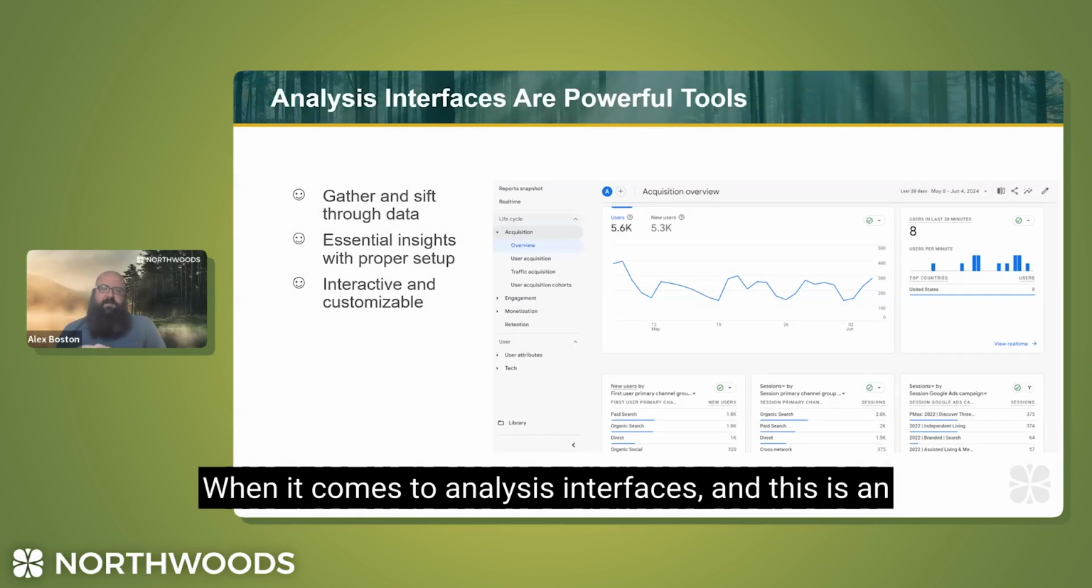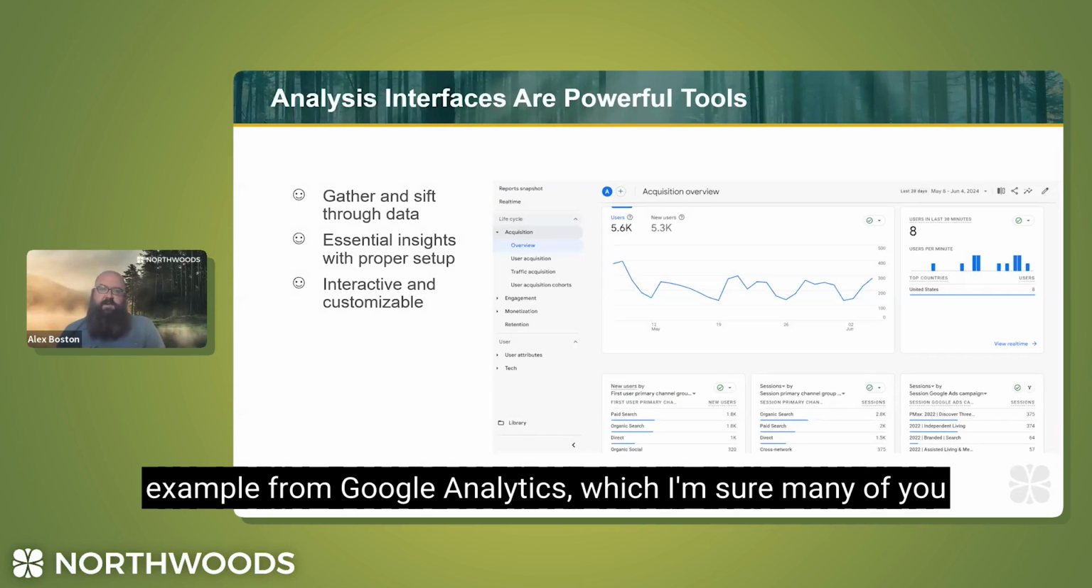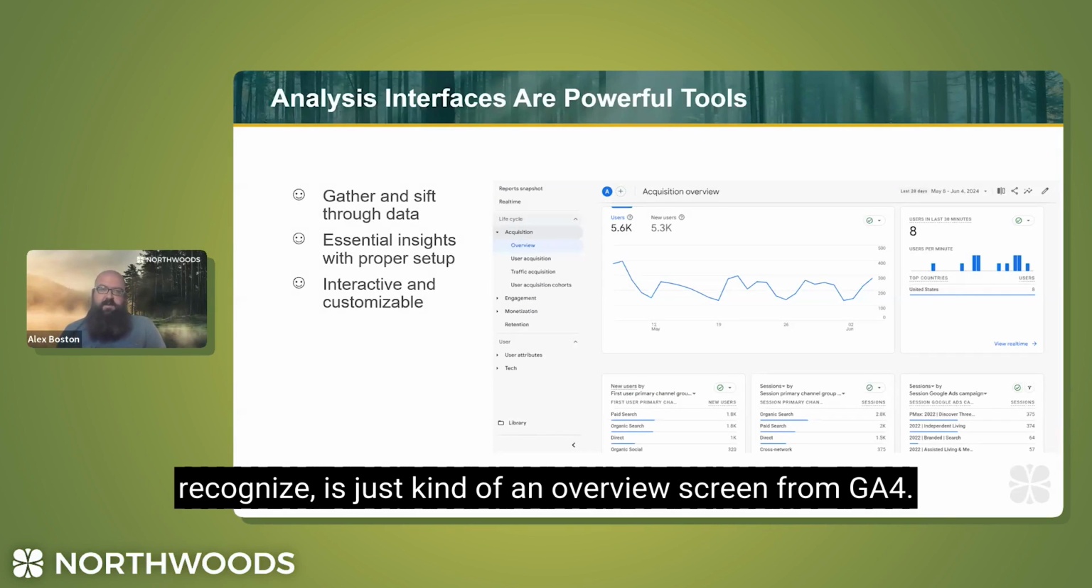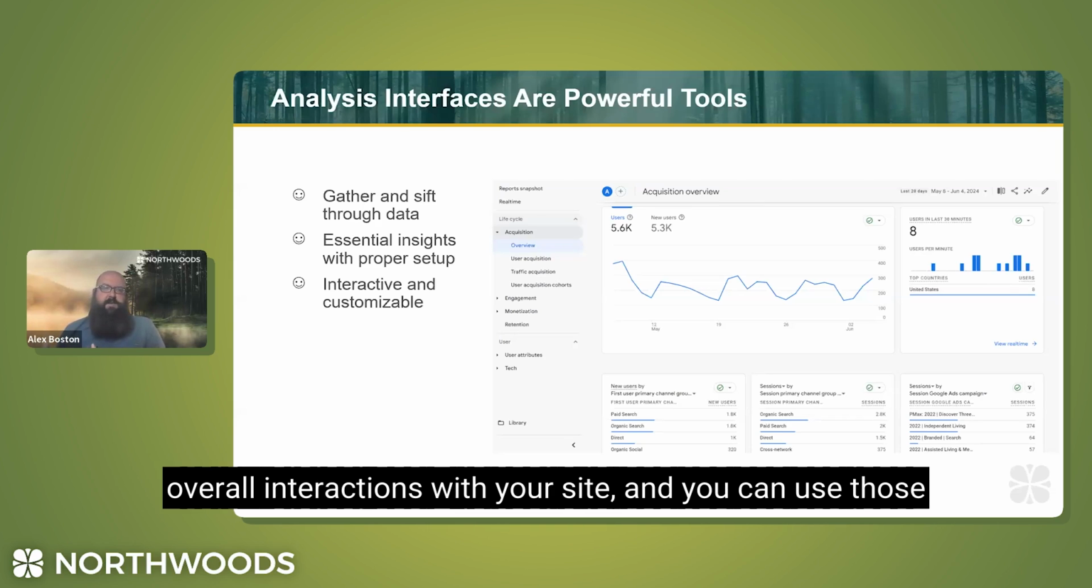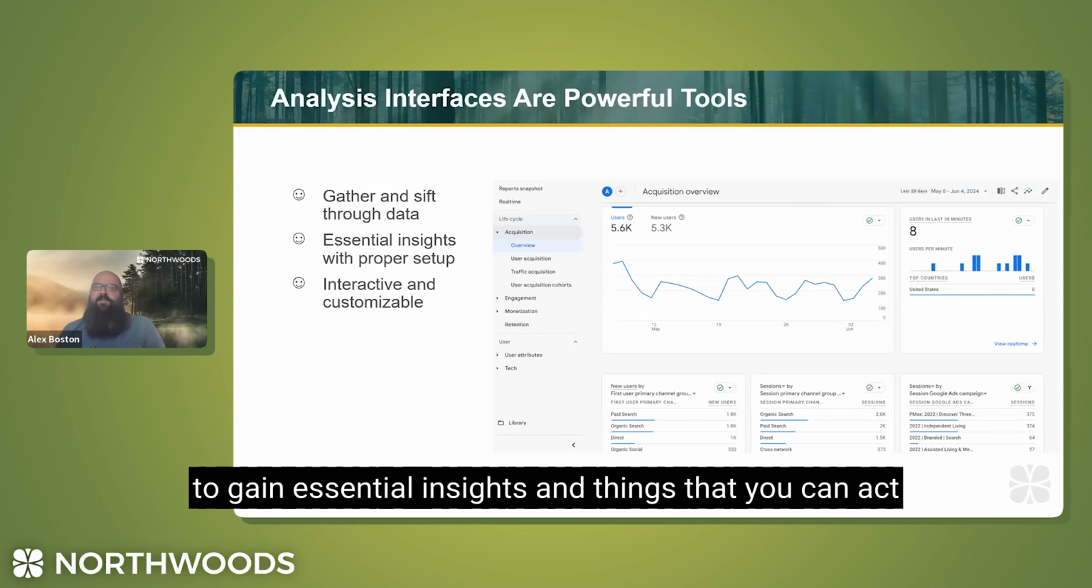When it comes to analysis interfaces, this is an example from Google Analytics, which I'm sure many of you recognize. This is just an overview screen from GA4. It presents a lot of raw data, which is really helpful. It gives you broad access to the overall interactions with your site, and you can use those to gain essential insights and things that you can act on.